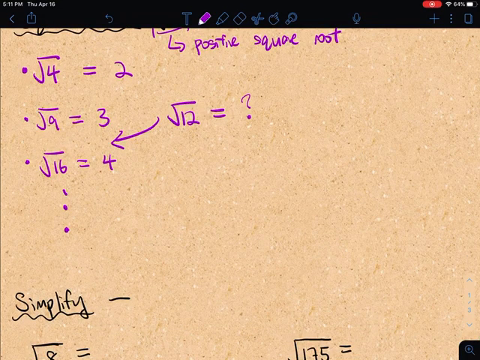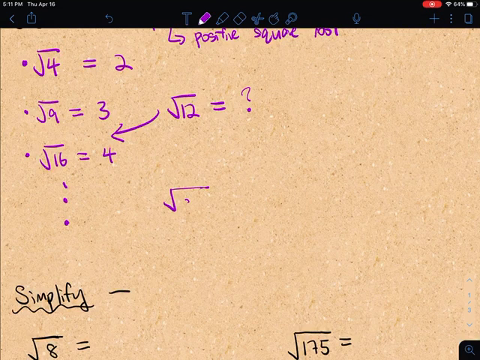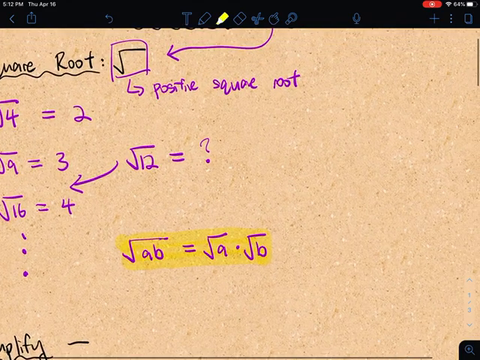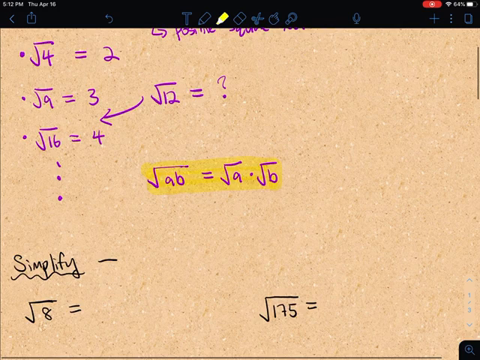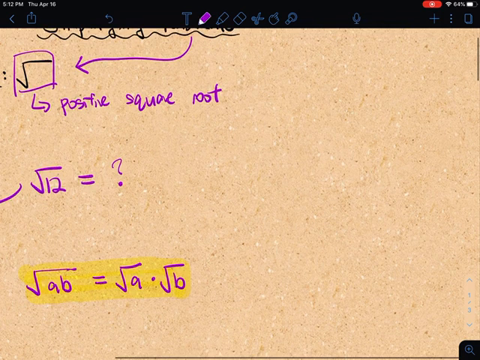Okay, so we don't know exactly what that value is, but we do have a way to simplify square roots like these. And here's actually a nice little formula that will allow us to do that. So for example, if I have the square root of a times b, we can actually break apart the square root into the square root of a times the square root of b. Okay, so this is going to be very useful. It's going to help us simplify square roots like the square root of 12 when we don't know the exact value. So we'll use that to help us simplify.